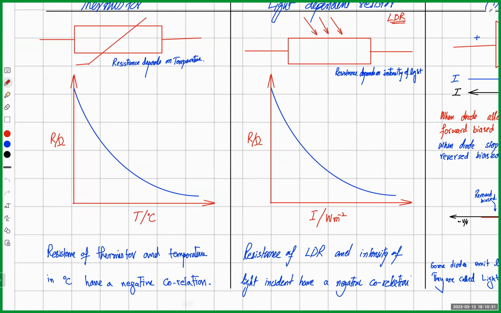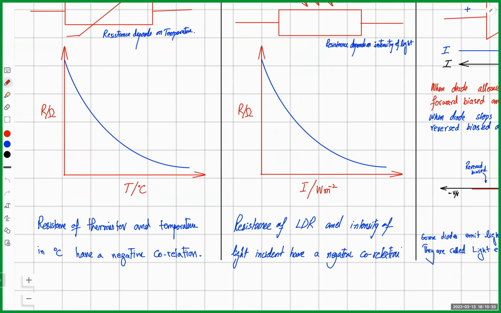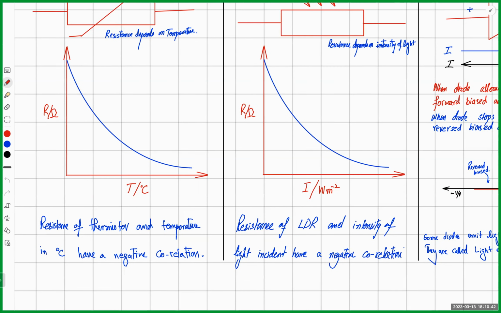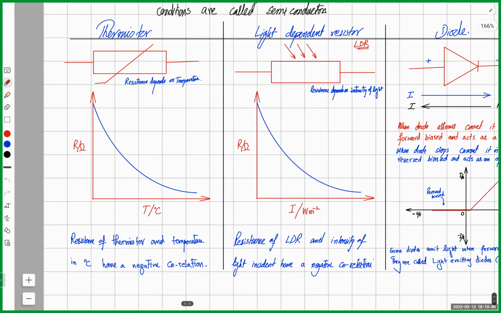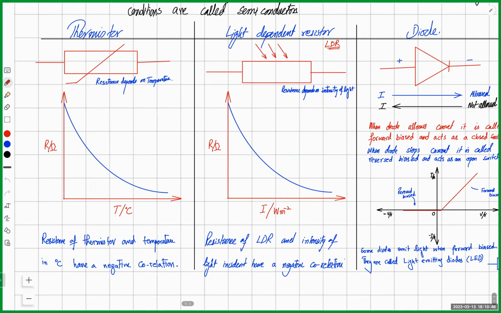Now, when we increase the intensity of the light or intensity of the electromagnetic wave, the resistance of the LDR decreases. So they both are negative coefficient, negatively correlated. Thermistor has a negative correlation between resistance and temperature, and LDR has a negative correlation between resistance and intensity of light.